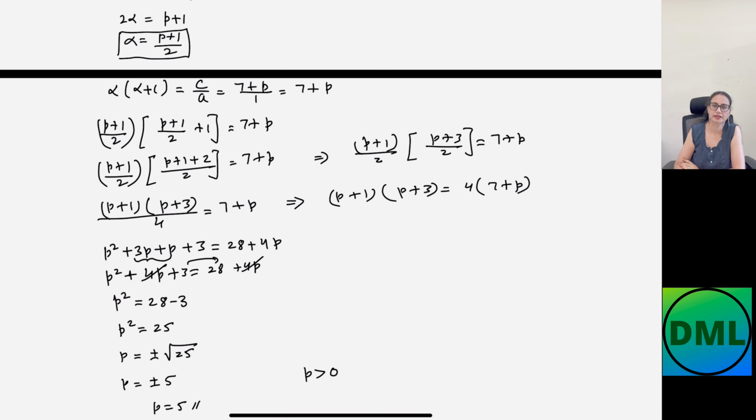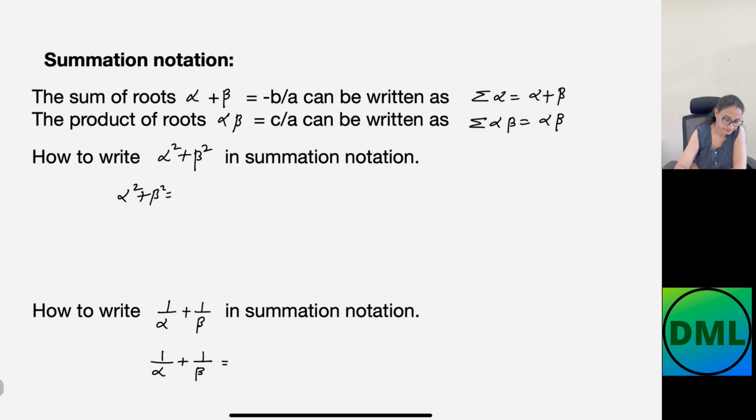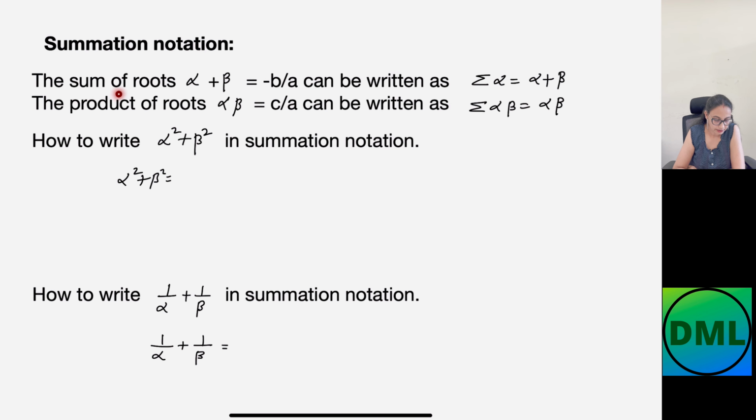Let's understand the summation notation in this. Summation notation. The sum of roots alpha plus beta is equal to minus b over a, and can be written as sigma alpha is equal to alpha plus beta. You have to add the roots and this will be written as sigma alpha. The product of the roots alpha beta is equal to c over a, and can be written as sigma of alpha beta, which is equal to alpha beta.